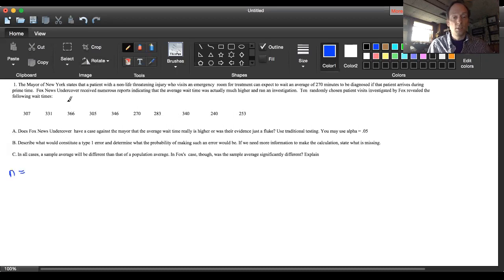The sample size is 10. My sample average is 304.1. Our sample standard deviation is 42.08. Our population average is going to be 270. And our alpha level that we've been asked to use is 0.05.